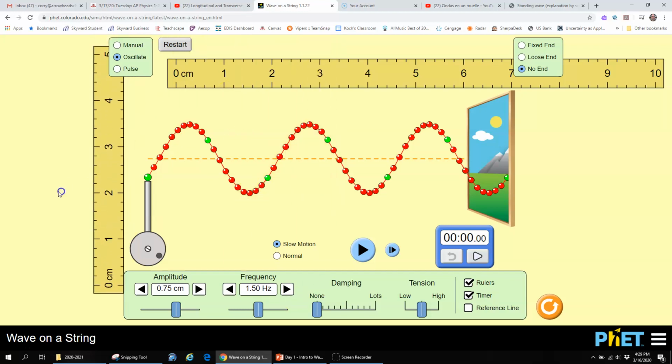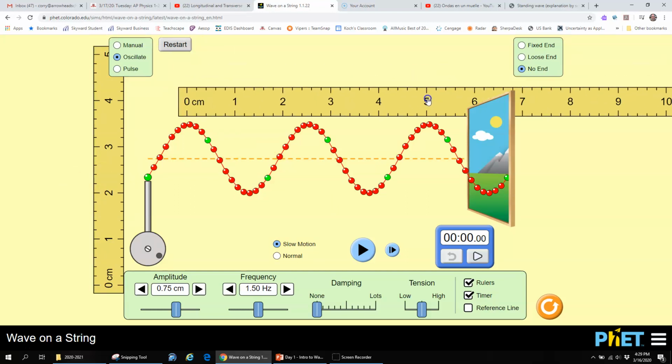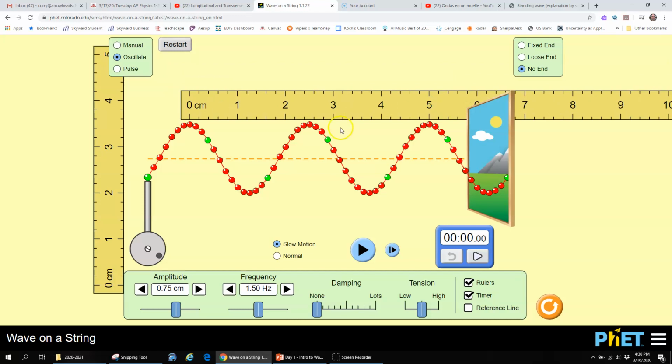To measure the wavelength, you could just set your ruler at one position and then measure the new wavelength. Notice we didn't set wavelength, and that's over the next couple days. That's something that's going to emerge as something that's determined by two different factors. So this wavelength appears to be about 2.5 centimeters.